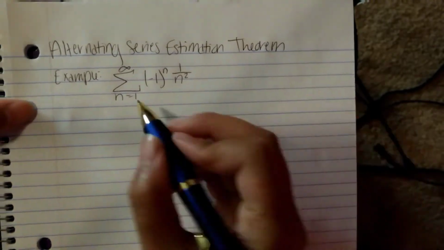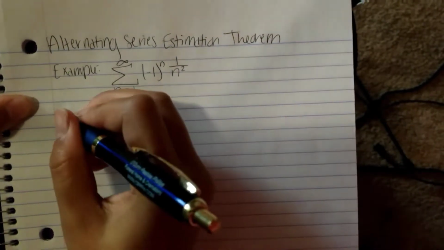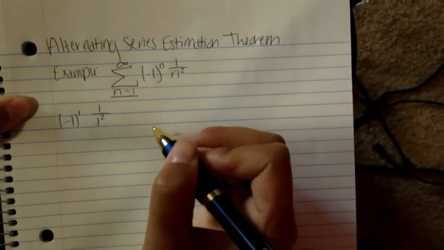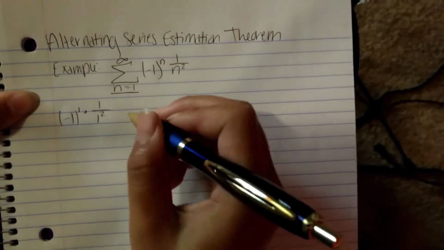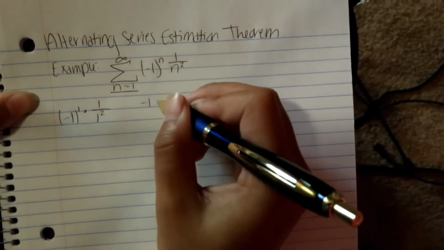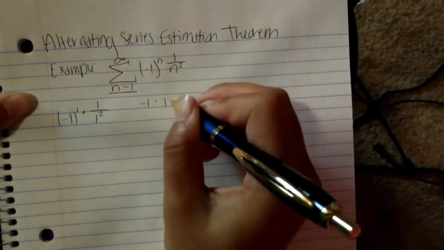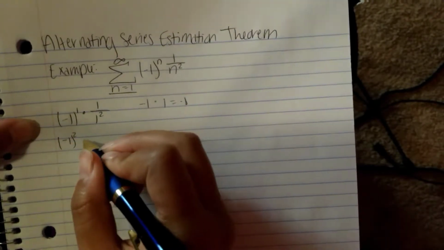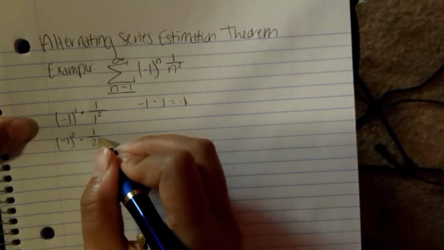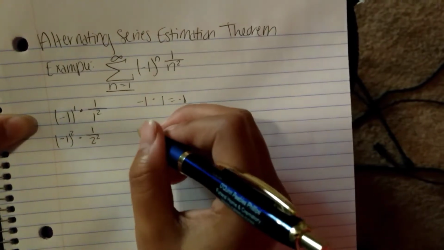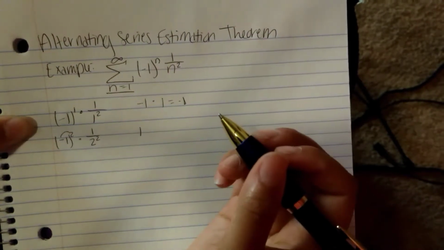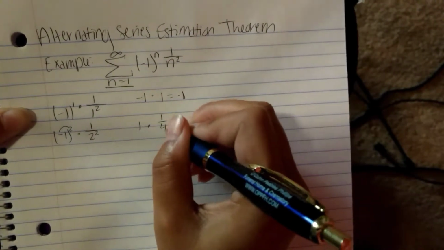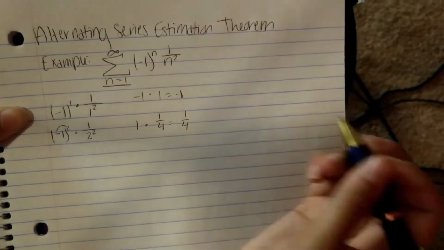So we're going to start this one out at n equals 1. So you've got negative 1 to the first power times 1 over 1 squared. And that leaves you with negative 1 times 1, or just negative 1. Negative 1 squared times 1 over 2 squared. That'll be positive 1 because you're squaring that negative, and a negative times a negative is a positive, times 1 over 4, or 1/4.